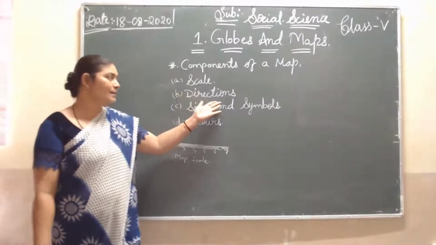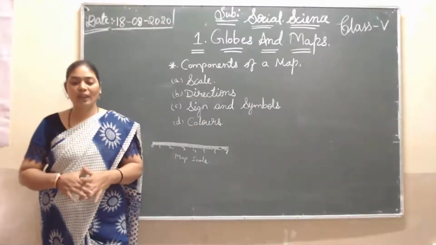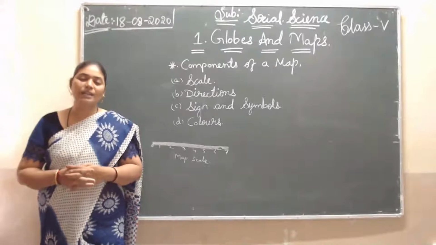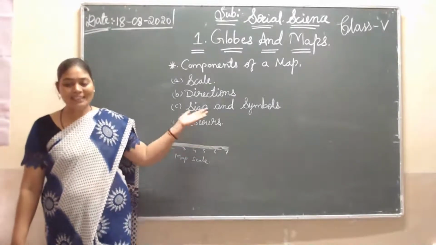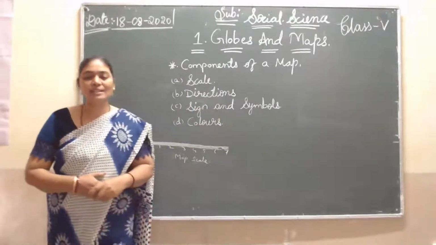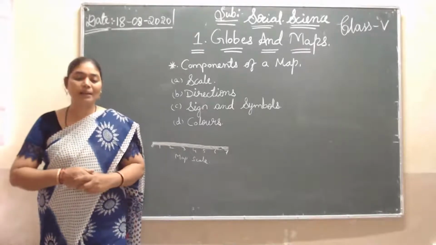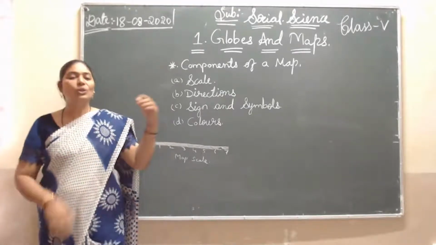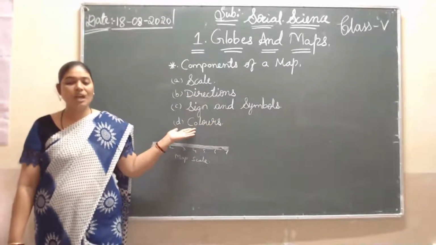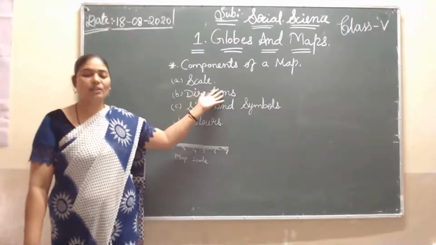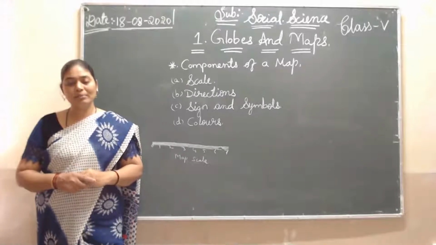Then the second point is direction. We know the four directions. It is very important. Everyone knows north, south, east and west. These four directions are all known, but the sub-directions are northeast, southeast, southwest and northwest. Like this they come. It is called the sub-direction.